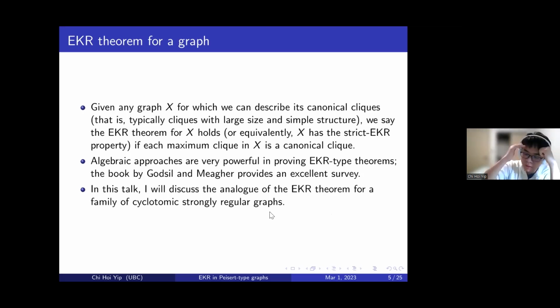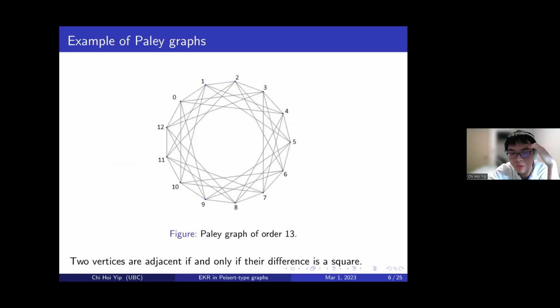Before talking about our main result, I would like to give some additional background on the EKR theorem for Paley graphs. I'm sure everyone here knows the definition of Paley graphs, but let me quickly recall it. The vertex set of the Paley graph is the elements of a given finite field, and two vertices are adjacent if and only if the difference is a square in the field. This is an example of a Paley graph of order 13.